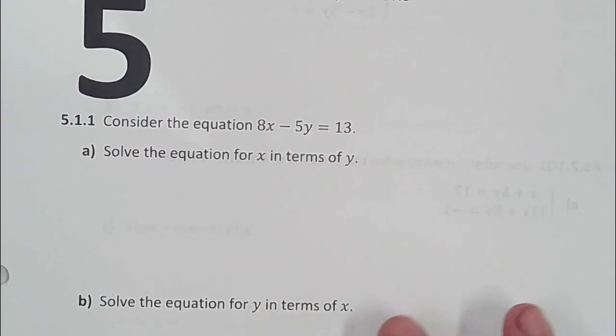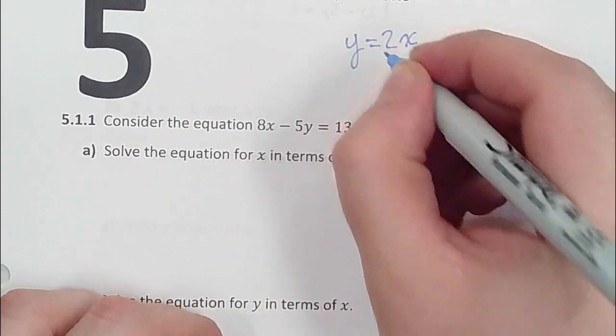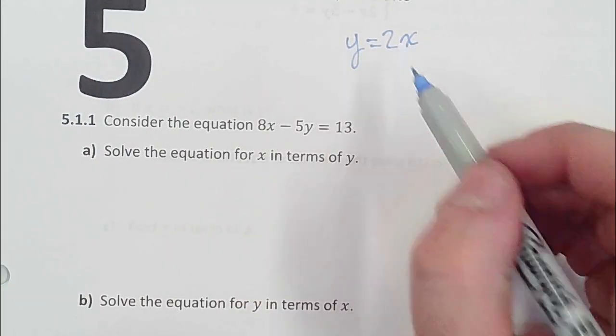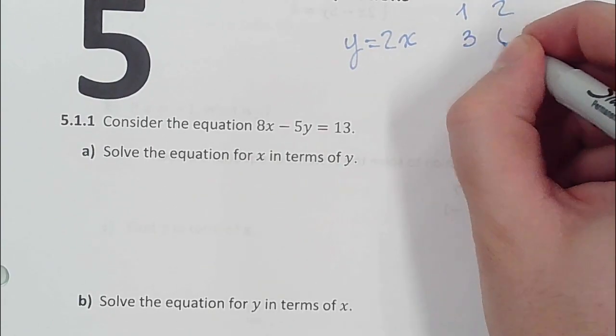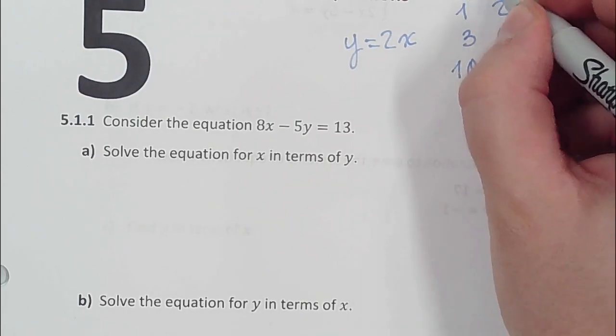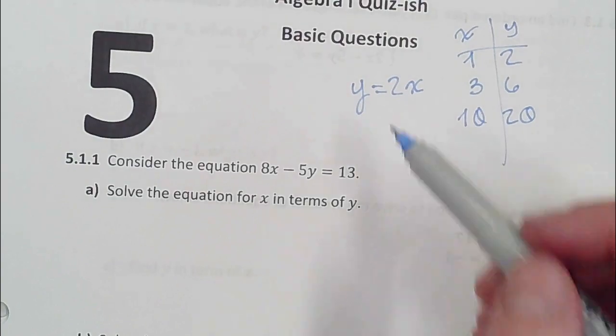Let's consider this equation. And remember, equations are just patterns, right? So an equation like this means that there are two numbers, x and y, and they always obey this pattern, where y is double of x. So if x were 1, y would be 2. If x were 3, y would be 6. If x were 10, y would be 20. So all of these pairs of numbers obey that pattern.